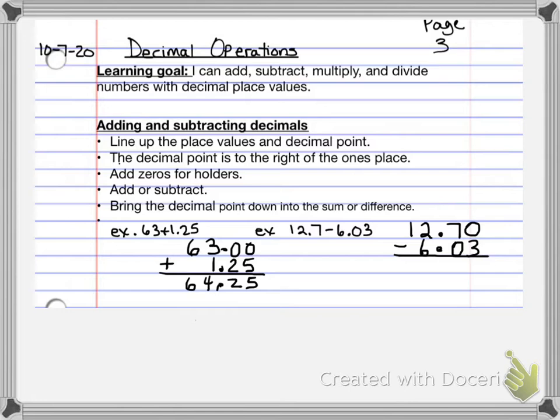So we're going to subtract. I'm going to have to borrow. So 10 minus 3 is 7, 6 minus 0 is 6, and 12 minus 6 is 6. And again, we're going to bring the decimal point straight down into the difference.